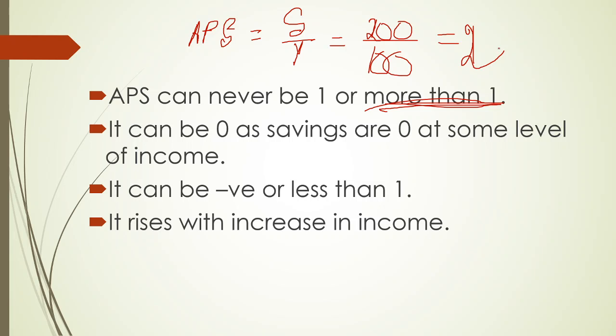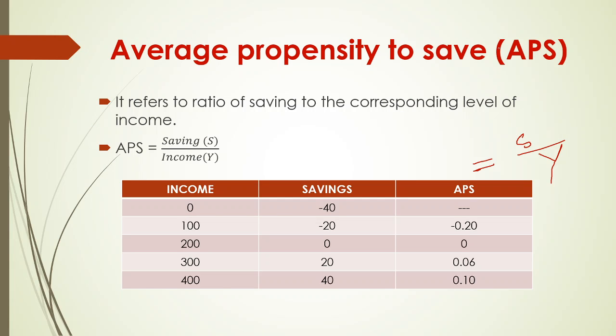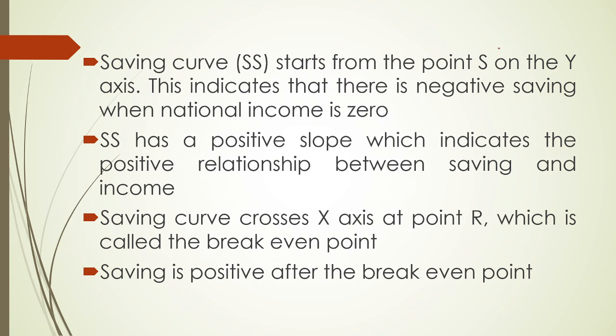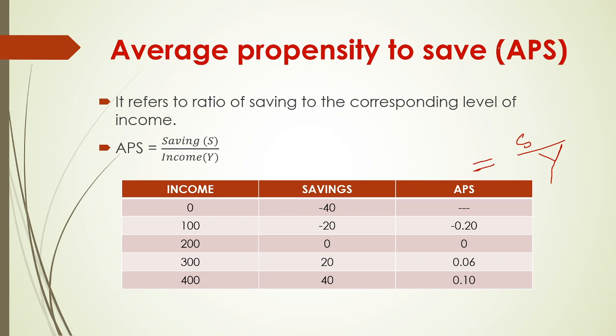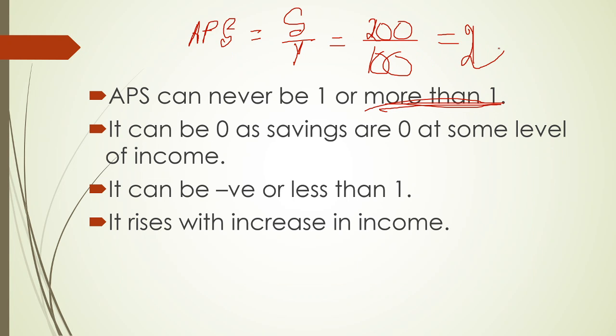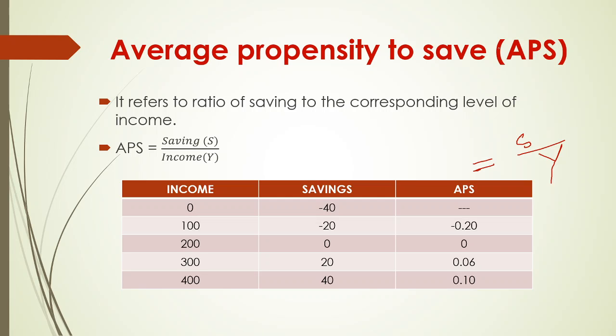Third, it can be negative or less than 1. APS can be negative or less than 1, because at income levels lower than the break even point, APS is negative, as there will be dissaving in the economy. You can see here that before the break even point APS is negative. Here also APS is negative. APS can be negative or less than 1. So here also everything is less than 1, right?